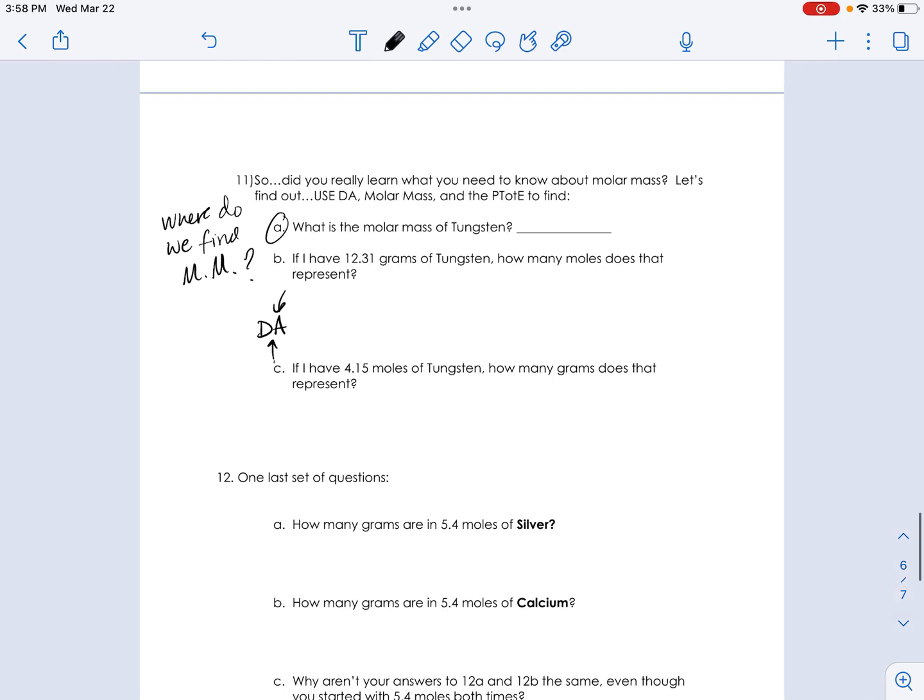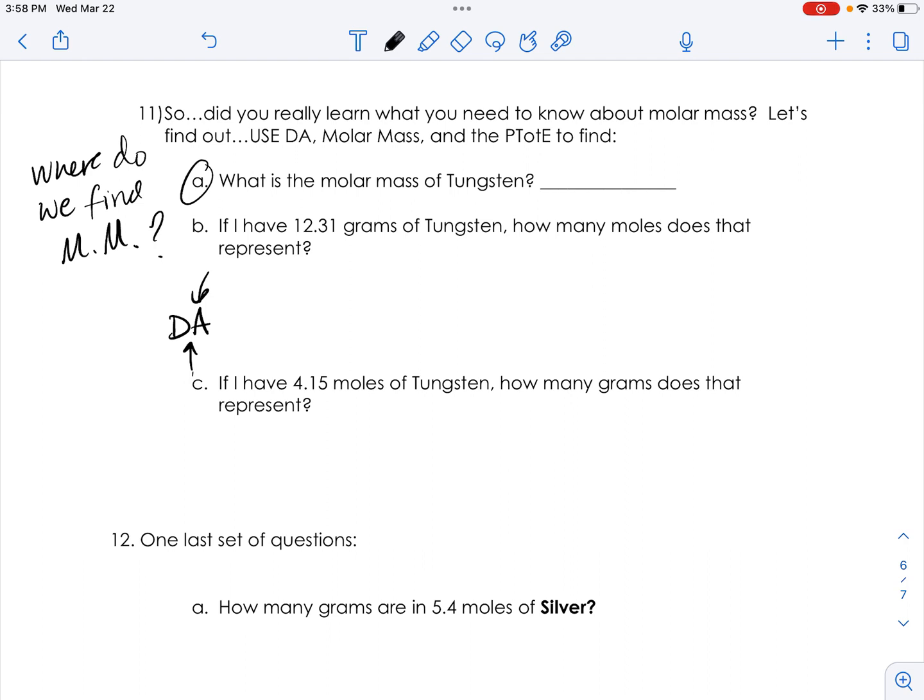And then when we get down to 11, it's asking us to do some more generalized practice. So now we're not just working with zinc, okay? So 11A says, what's the molar mass of tungsten? I just told you where we find molar mass. So if you don't remember, rewind the video. I told you where we find molar masses. So go find that for tungsten. And here's a hint: tungsten has a symbol of W.